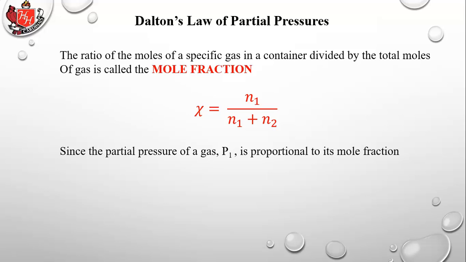Since the partial pressure of gas P1 is proportional to its mole fraction, if we know the total pressure of the gas and the mole fraction of a particular gas in that mixture, then we can figure out what the pressure of that particular gas is. It's simply proportional to what its fraction is of the total moles in the container.